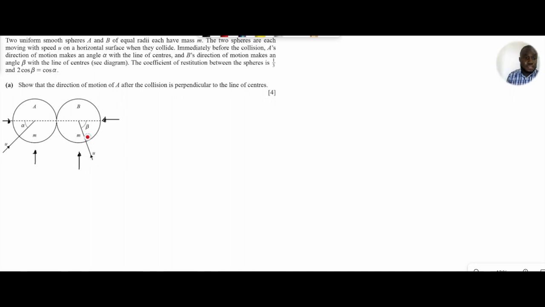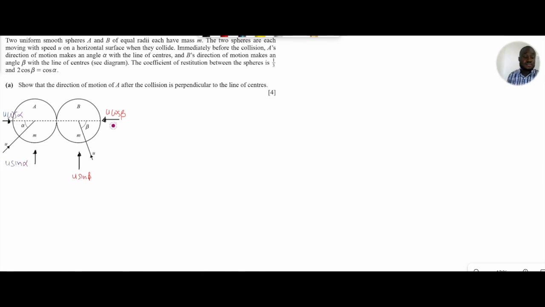Now, if u is acting at an angle beta to the line of centers, then u times cosine of beta is this component, and this is u sine of beta. On this front, u times cosine of alpha is acting towards the line of centers, while u sine of alpha is acting upward. So these are the speeds before the collision.